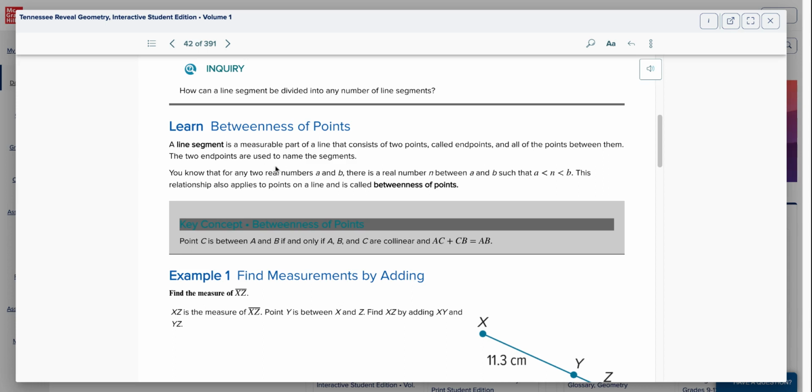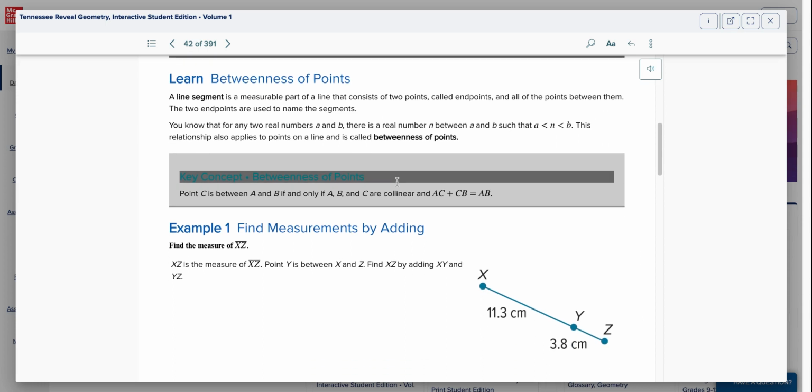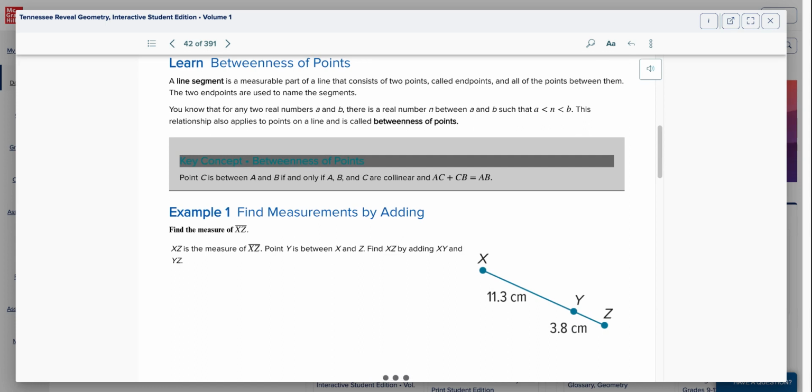Next up is betweenness of points. Doesn't necessarily mean it's in the middle. It just means it's between the 2 points, like literally between them. So here's a great example over here. You got X, which is an endpoint, Z, which is an endpoint. Those make up your endpoints, your segment XZ. But you got this little Y right there. It's a point that is between X and Z. Not necessarily in the middle, just between them.